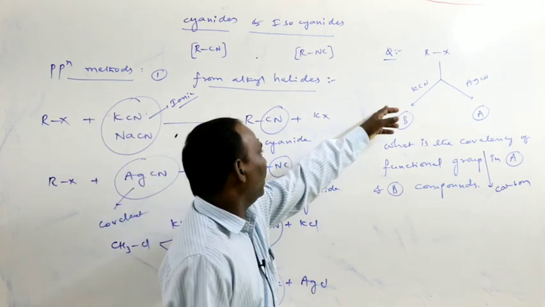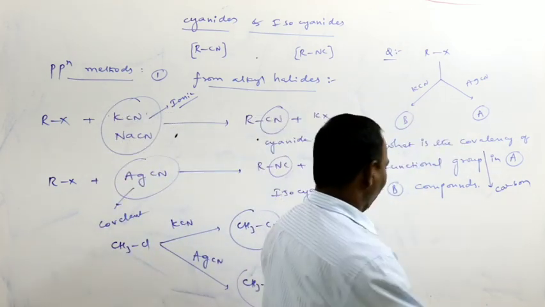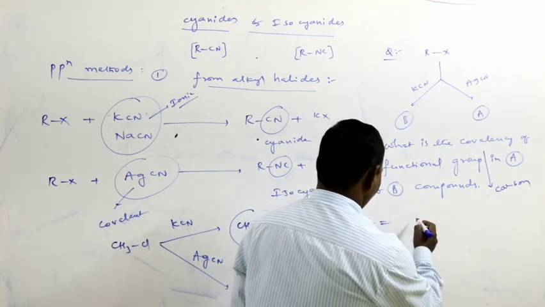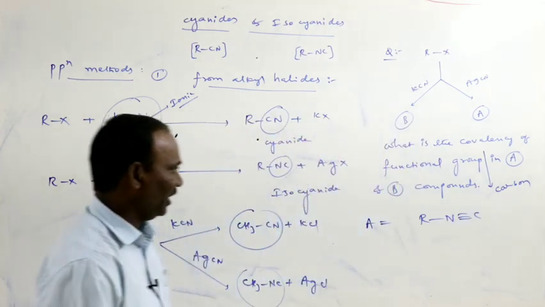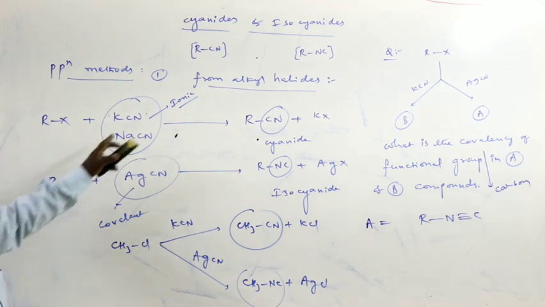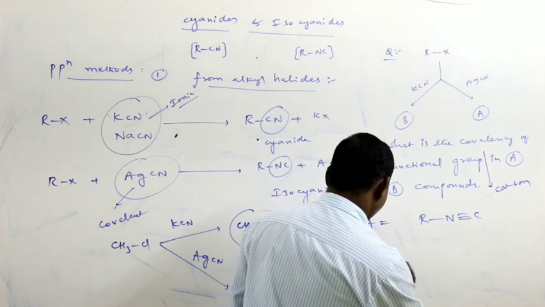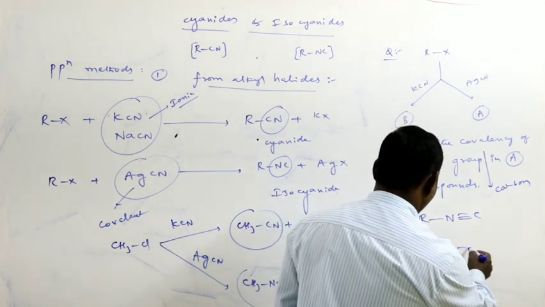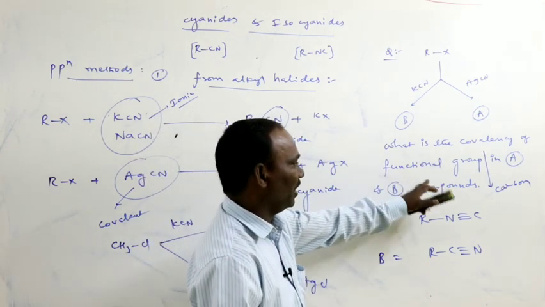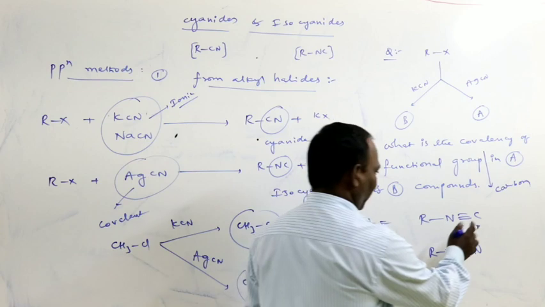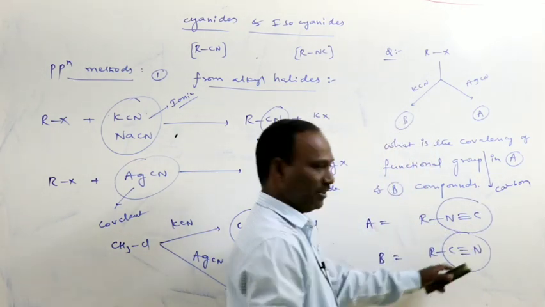Here alkyl halide with AgCN gives isocyanide formation. Therefore, A compound is isocyanide, N triple bond C. This alkyl halide on treatment with KCN or NaCN gives cyanide. So B compound is cyanide, C triple bond N. What is the covalency of the functional group carbon?